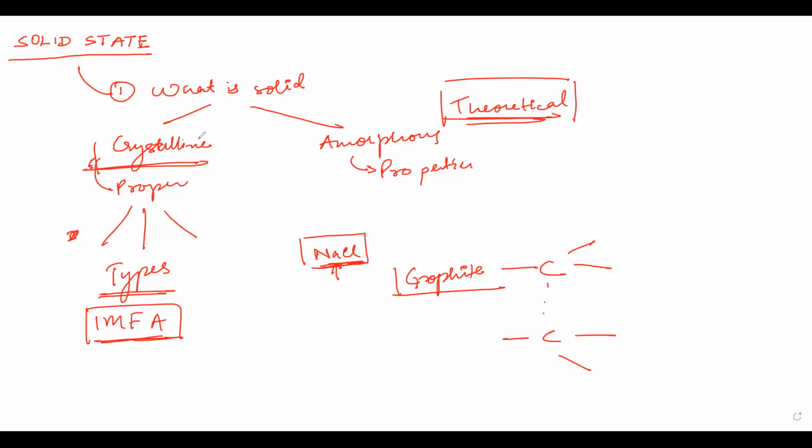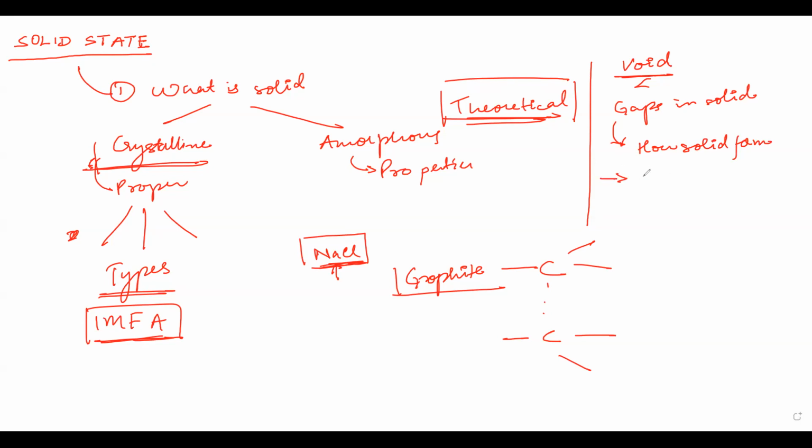And the other portion is completely different. It consists of things like voids, the gaps in solid. In that you have to prepare how the solid forms, and different types of general solids such as AAA type and ABAB type. This is the numerical portion. The first portion is theoretical, and there is one numerical portion.